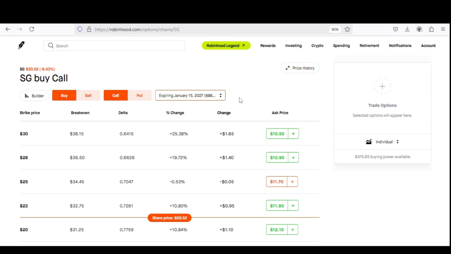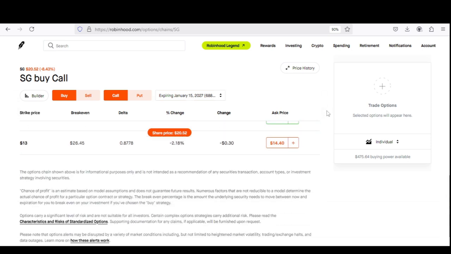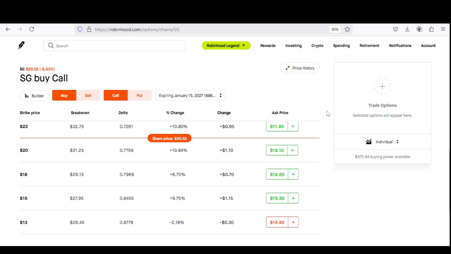So let's go ahead. Now that we have buy and we have call and we have our forward expiration date of more than a year, which represents a LEAPS option, now we're going to proceed to choose our strike price. Now, the current share price is $20.52. So if you were to buy 100 shares of this stock, it's going to cost you $2,052. The reason you would buy 100 shares is that whenever you're trading options, it's always in multiples of 100 shares.